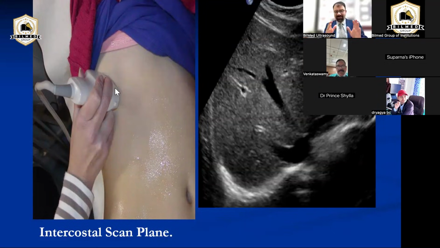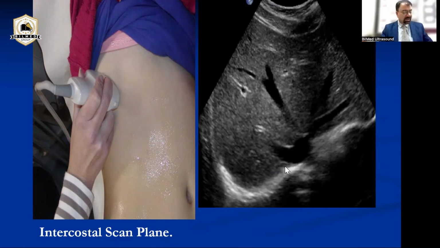I will suggest you go for a probe which has a small footprint, and that can be a linear probe, or a probe which is used for echocardiography. The point here is that you have to fit your probe in between the ribs, then only you will get a good window through the intercostal space. Now, somebody is more comfortable getting a good window through the subcostal plane.